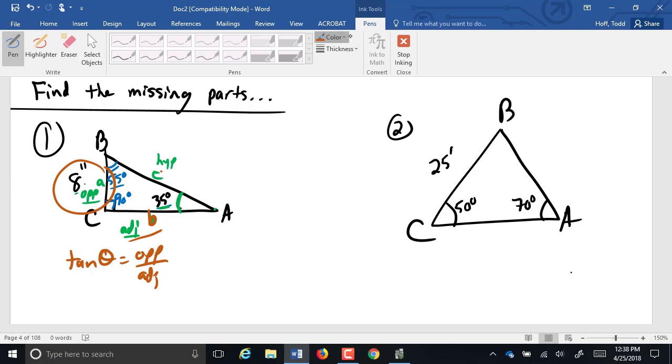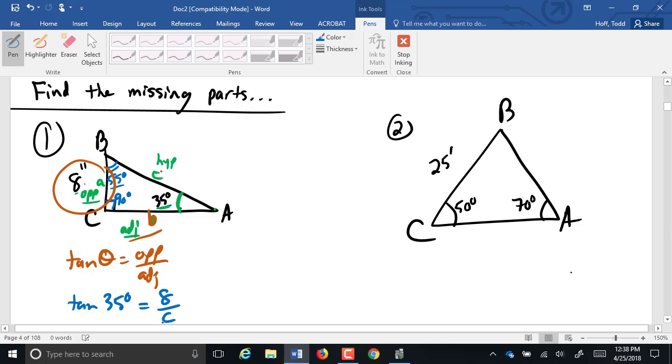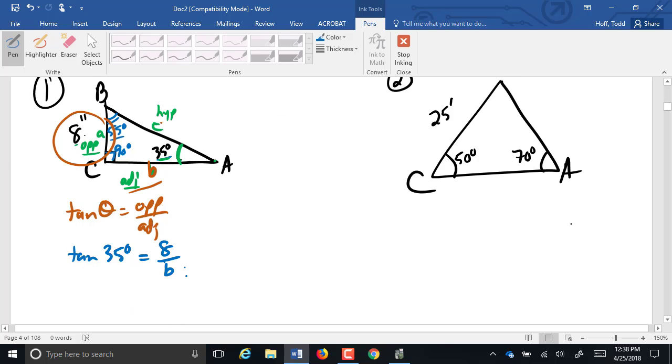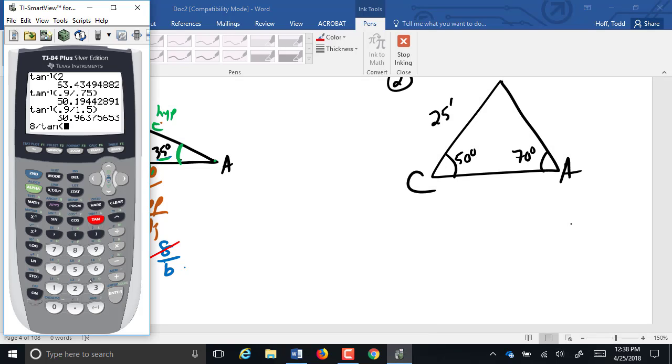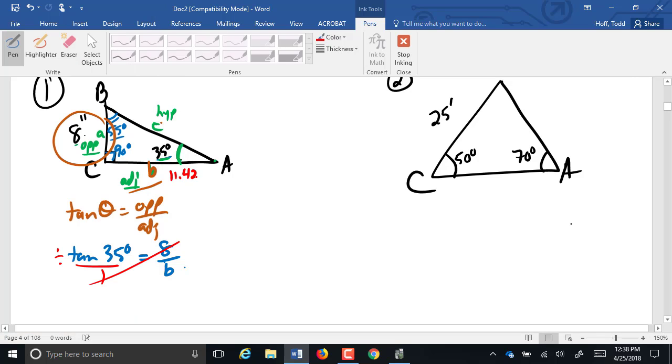So I plug in what I know. The angle I have is 35 degrees. The opposite side I have is 8 inches. I am looking for side C, or side B, I should say, which is the adjacent side. So I will put this over 1 and I will cross multiply and divide. I get 8 divided by tangent of 35, 11.425 inches.